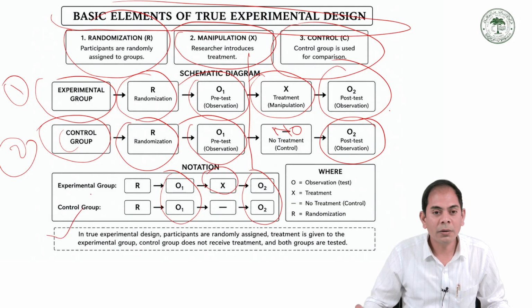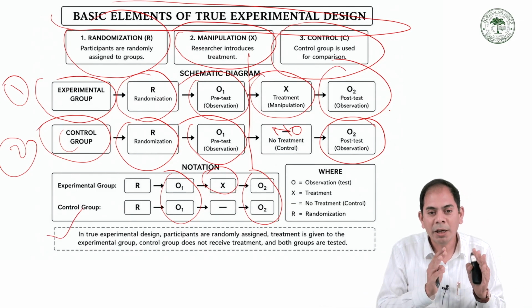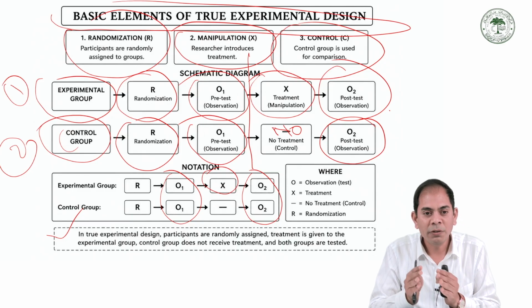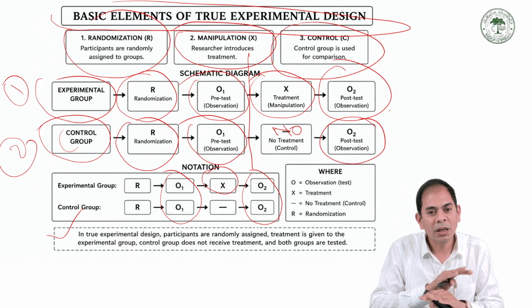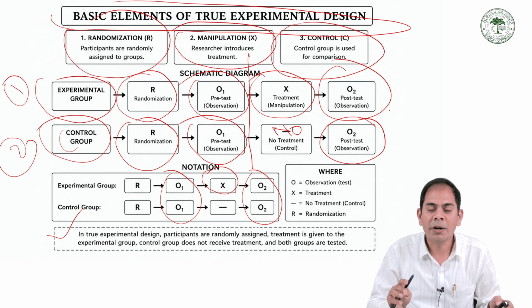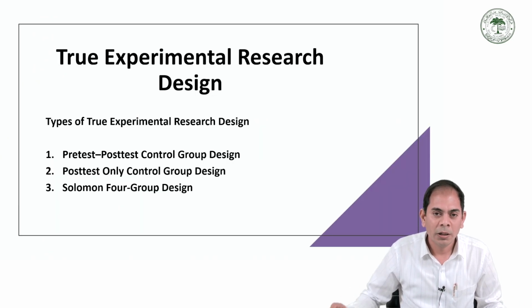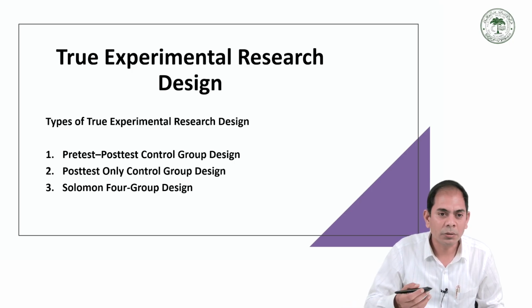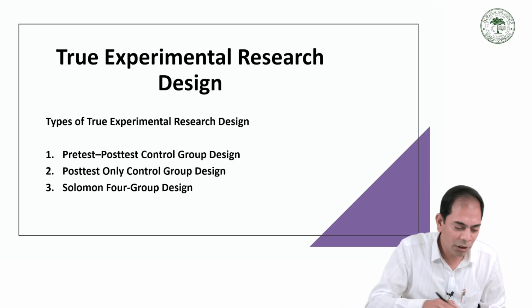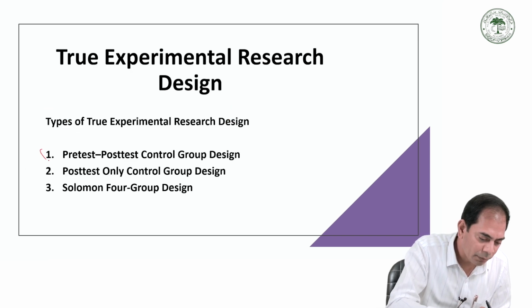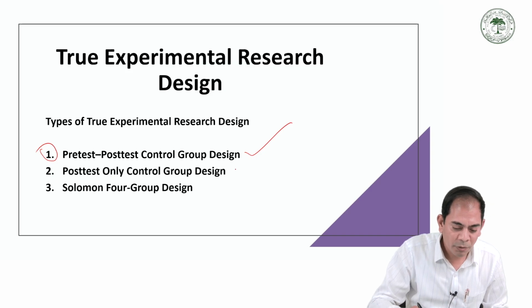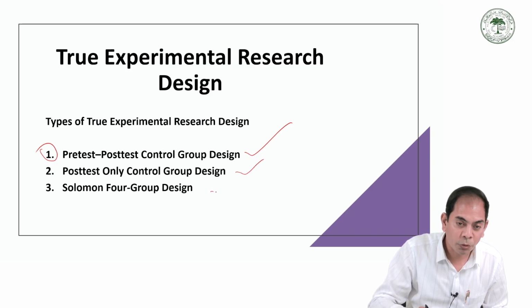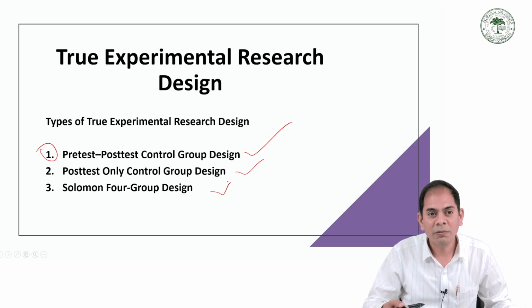In true experimental research design, participants are randomly assigned and treatment is given only to the experimental group. The control group does not receive any kind of treatment, and both groups are tested pre and post. True experimental design is also classified into types. The three types of true experimental design are number one, pre-test post-test control group design, pre-test only control group design, and Solomon four group design. Here we will discuss them one by one.